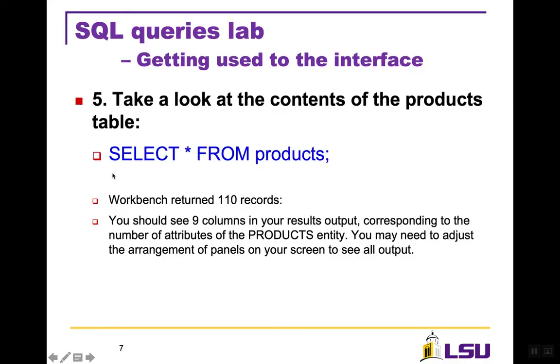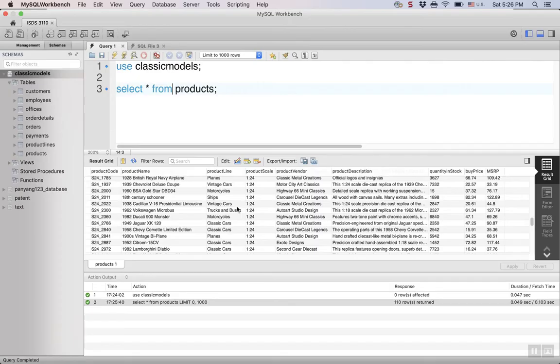The command that we use to see all the data is to select everything from a particular table. The two observations are that Workbench returns 110 records and you should be able to see 9 columns. If you cannot see 9 columns in your Workbench, then you may want to scroll to the right to see all the columns.